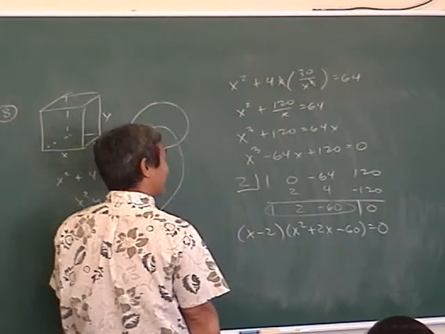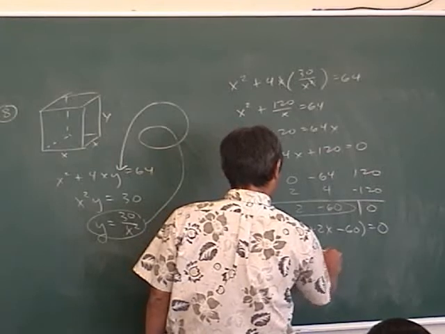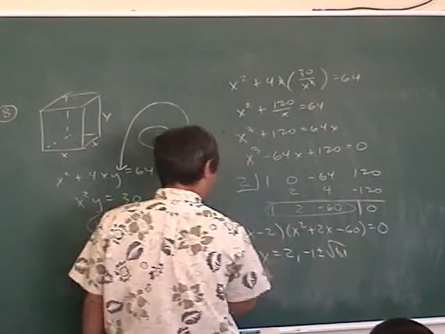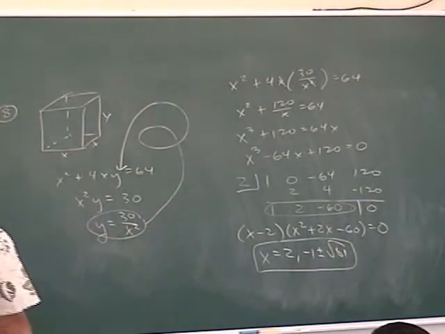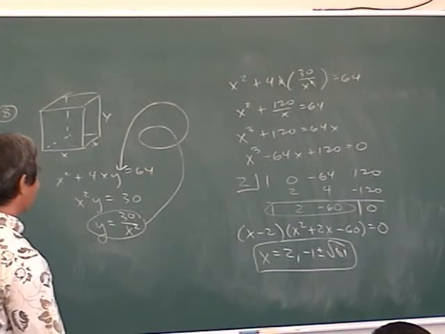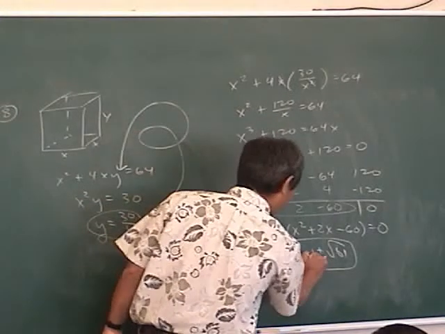Wait, let me look at the bottom. X equals 2, and then negative 1 plus or minus 61. Box that, that's the answer. No, minus 1. Why is that a minus 1, Mr. Park? I did all the work correctly. Because x is a length. X cannot be negative, so you got to erase this one.